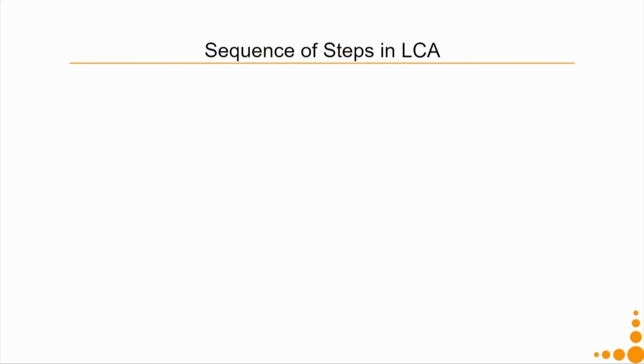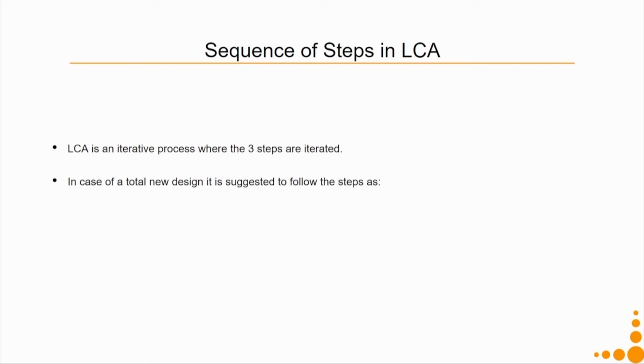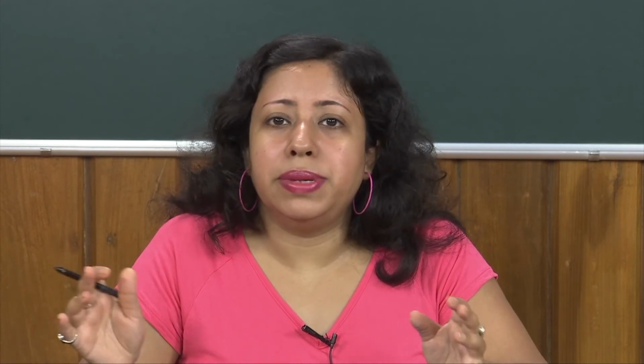So the sequence of steps in a life cycle assessment are, I will tell you a sequence, but that is not basically a sequence which is supposed to be followed once and gone. It's more like an iterative process. How so? In case of a total new design, which is what our aim would be, we would suggest following the steps in an iterative manner. First, we try to describe the system with the system boundaries. So I am going to design a coffee machine which is going to work with a certain kind of coffee beans, or say for example specific coffee pods. The coffee machine is going to be used for personal purposes.